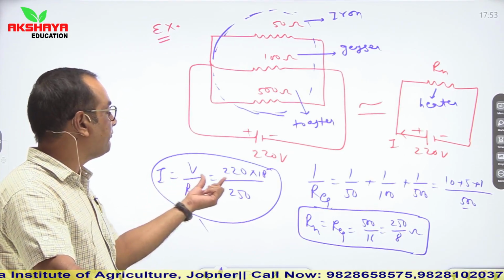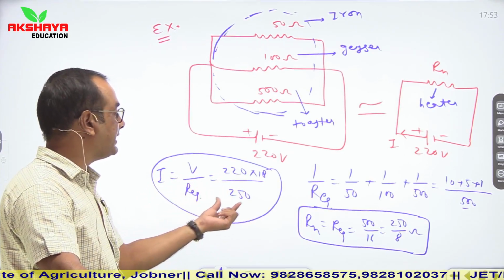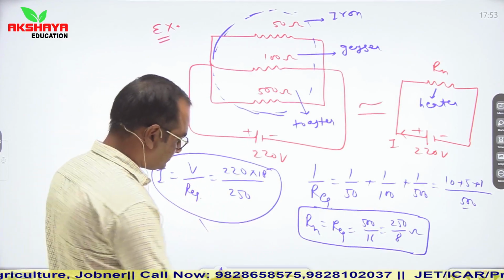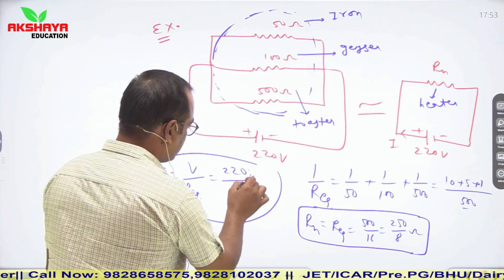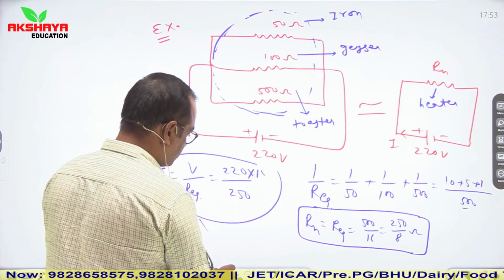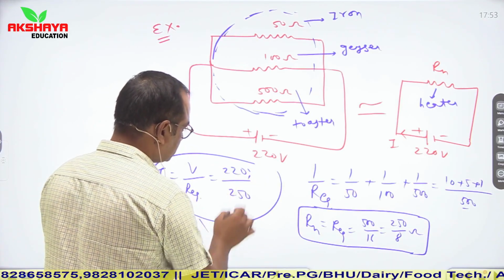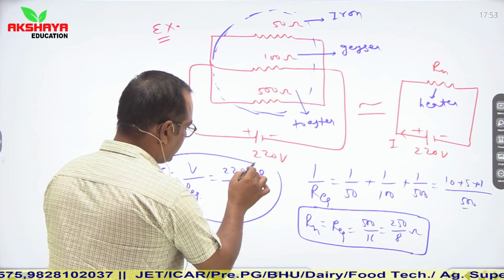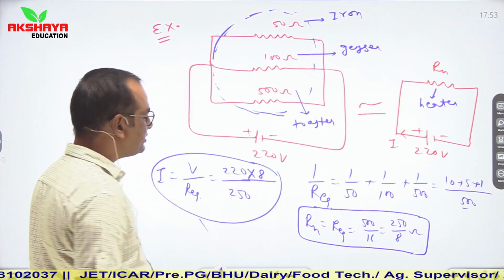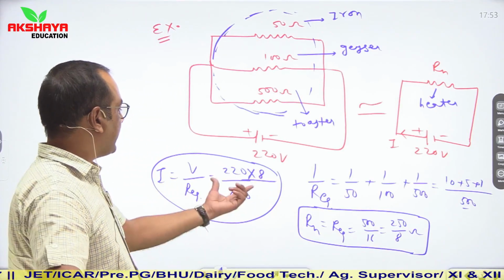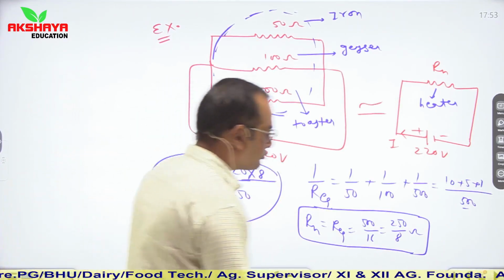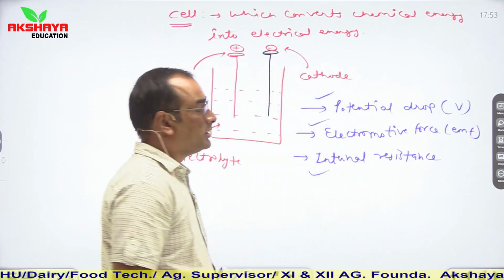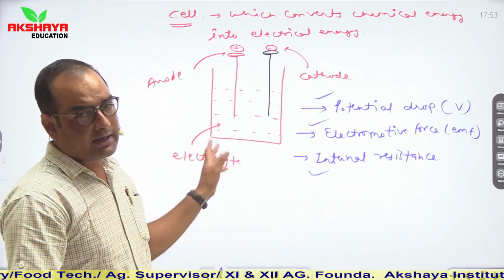So if we place the value of V as 220 and R equivalent as 250 upon 8, then this relation will be 220 into 8 in the numerator, and in the denominator it is 250. So by calculating this value, we can find the current flowing across the heater. So these are some patterns of questions which are based on resistance.